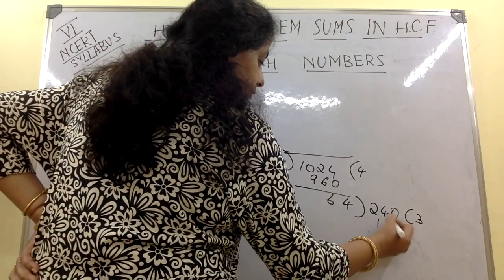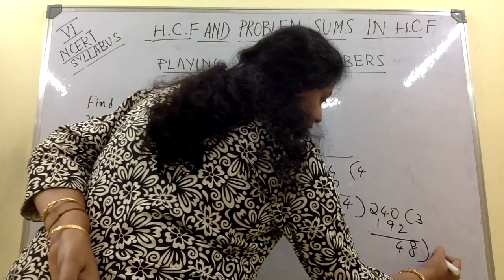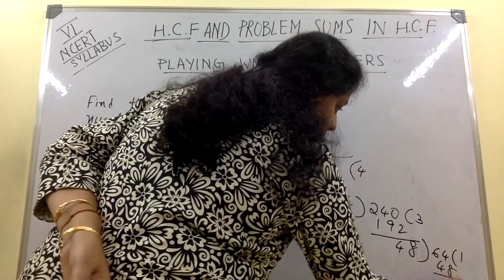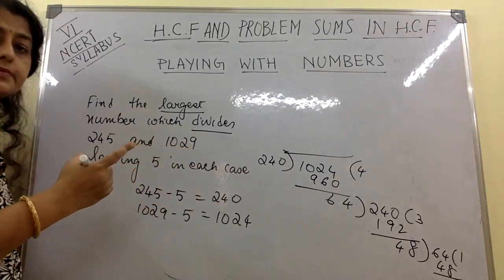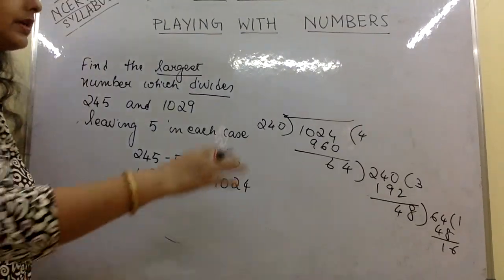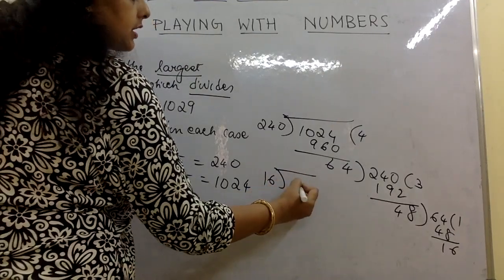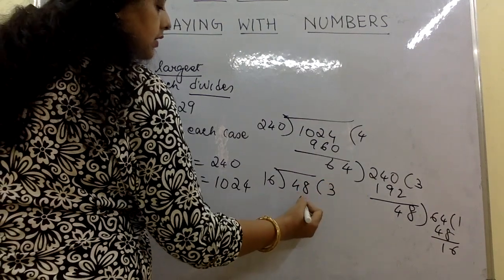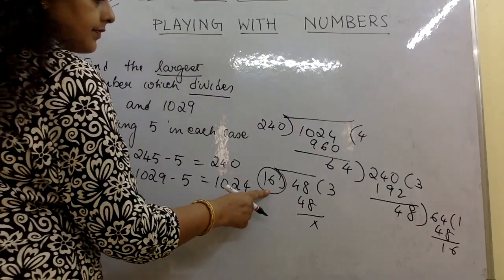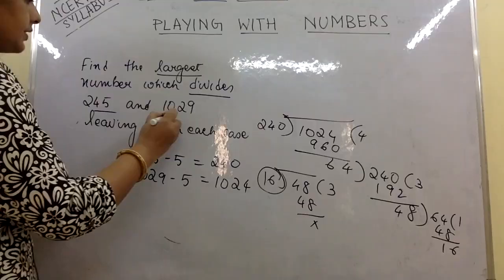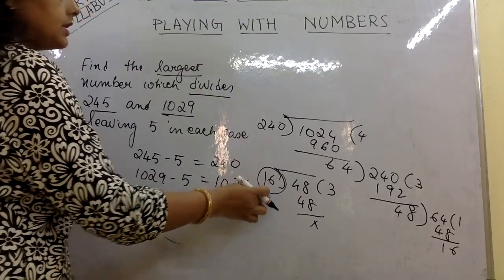So 192. This is 8, 4. Yeah, now 64. Okay, 148. This is 16. Yes. Now I have 16. I have 16 as the remainder. Again 16. Then what will I put here? 48. The previous divisor, and I get a 3. 48, 16. 16 is the HCF of these two numbers. So the largest number which divides this and this with 5 as a remainder is 16.